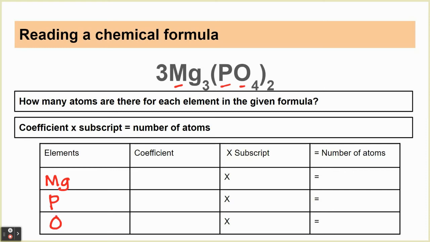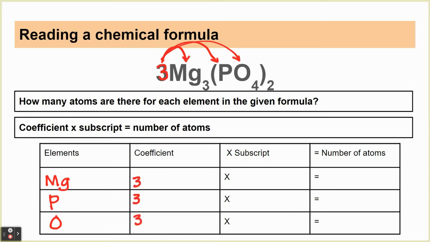All right, let's start talking about coefficients. Do you see a coefficient? Yes, it's that 3 in front. And remember, the coefficient multiplies all the elements to the right. So it multiplies the Mg, multiplies the P, and it multiplies the O. So coefficient 3 for all of them.